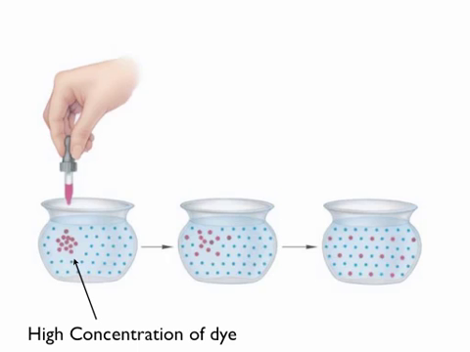You can see this by adding a few drops of food coloring dye to a container of water. In the beginning, the dye molecules are clustered in a high concentration, but over time, they spread out. Eventually, they reach a dynamic equilibrium, where all of the particles are spread evenly through the water.